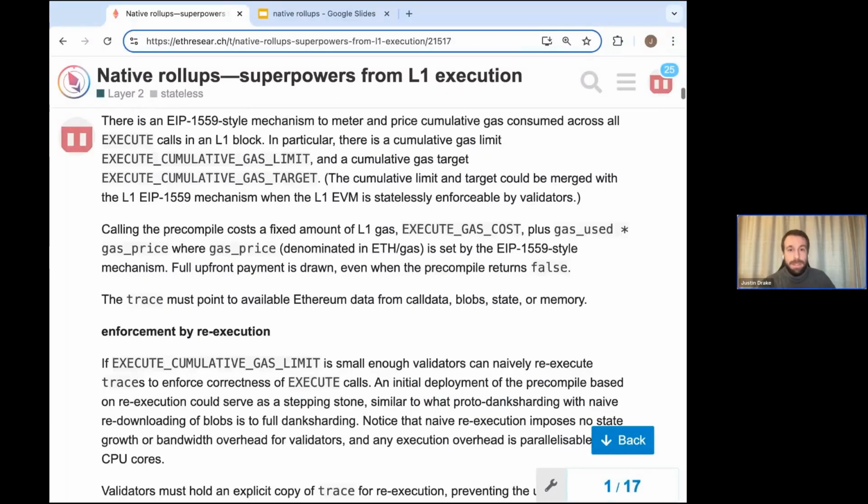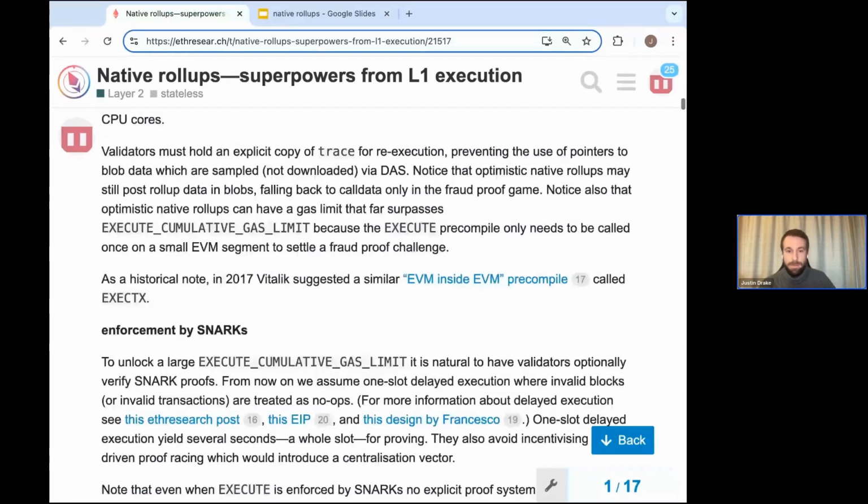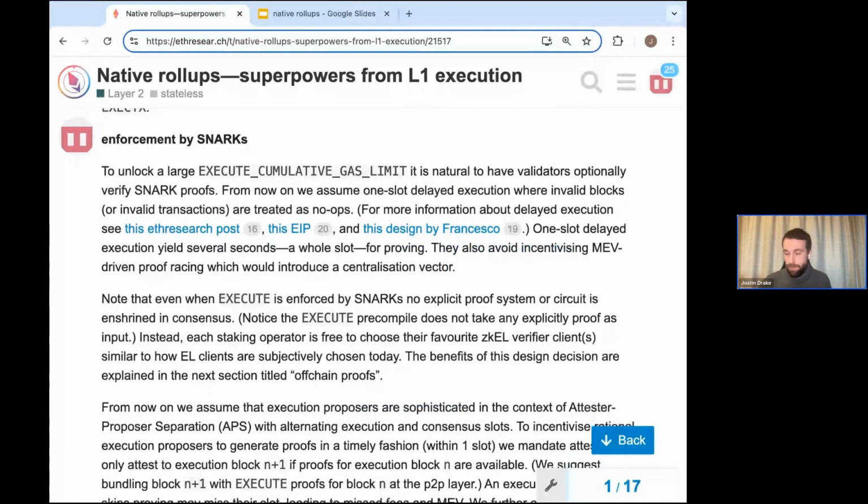Now, one of the requirements in order to have this enforcement by SNARKs is to give the entities doing the proving enough time to generate the proofs. And so there's this notion of real-time proving, which I've been talking about quite a bit. And there's two flavors of real-time proving. There's the same slot real-time proving and next slot real-time proving.